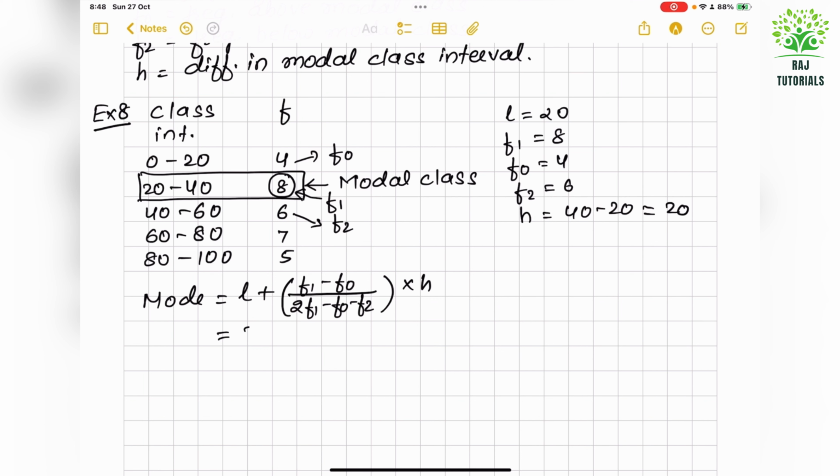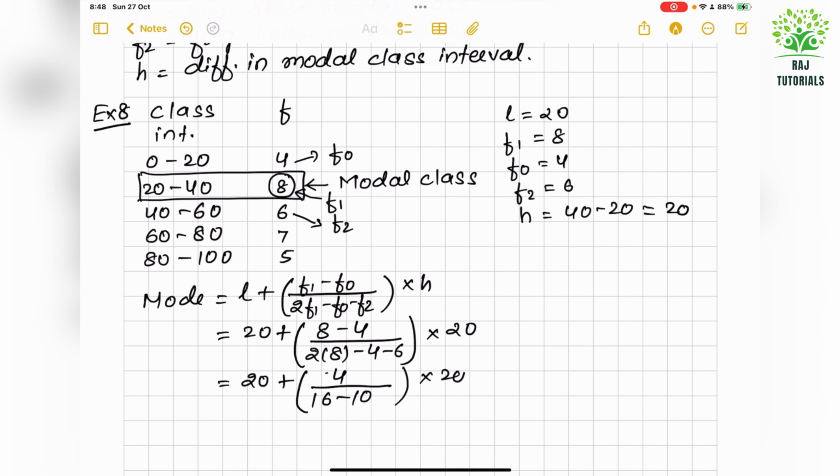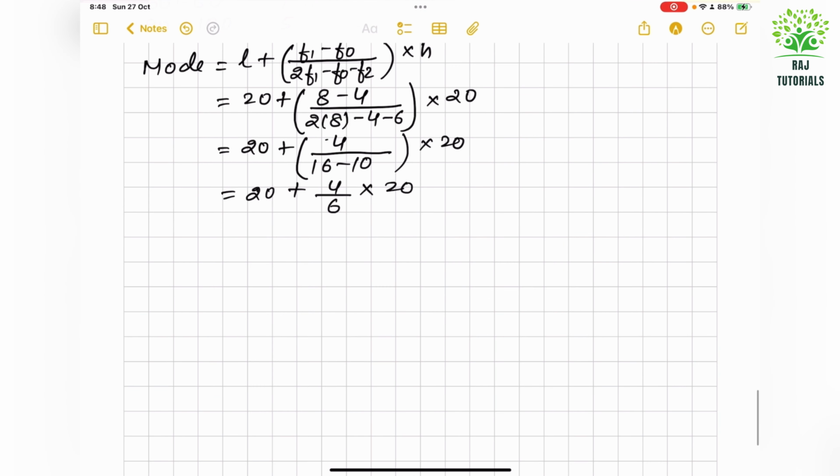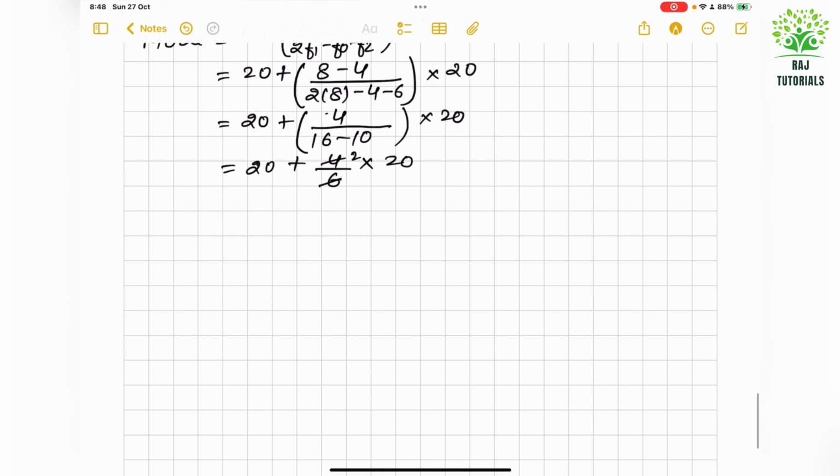So L is here 20 plus F1 is 8 minus 4 upon 2 into 8 minus 4 minus 6, into 20. So now if I solve this, 8 minus 4 will be 4 upon 16 minus 10, into 20. So this will come as 20 plus 4 upon 6 into 20. So if I cut 4, 2 2s are and 2 3s are, so this becomes 20 plus 40 by 3. So if I divide 40 by 3, I will get 13.33. So my mode will be 33.33. Oh sorry, 33.33.